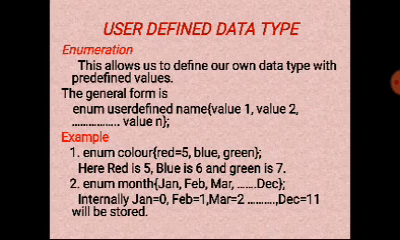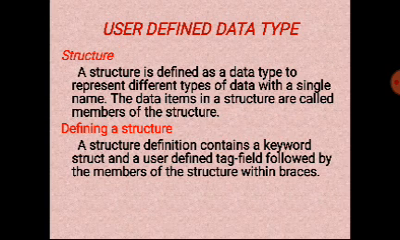The general form is enum, the user defined name, and within the braces we give the values 1, 2, 3 up to n. So for example, enum color, red = 5, blue, green. So here red is taken as 5, blue is 6, green is 7. Then enum month, Jan, Feb, March up to December. So internally Jan = 0, Feb = 1, March = 2, up to December = 11 will be stored.